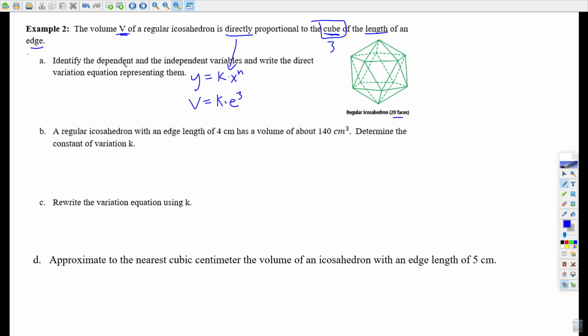And I never even answered the first part. What's the dependent and what's the independent? The independent would be which variable, V or E? That would be the E. This is independent. And then V is your dependent.